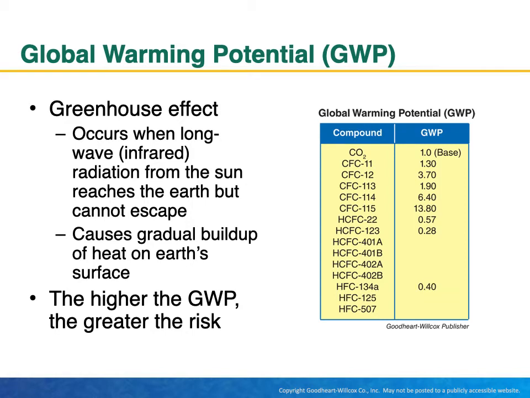Global warming potential, or GWP. Greenhouse effect occurs when long wave radiation from the sun reaches the earth but cannot escape, causing gradual buildup of heat on Earth's surface. The higher the GWP, the greater the risk. And on the right, you have a global warming potential chart.